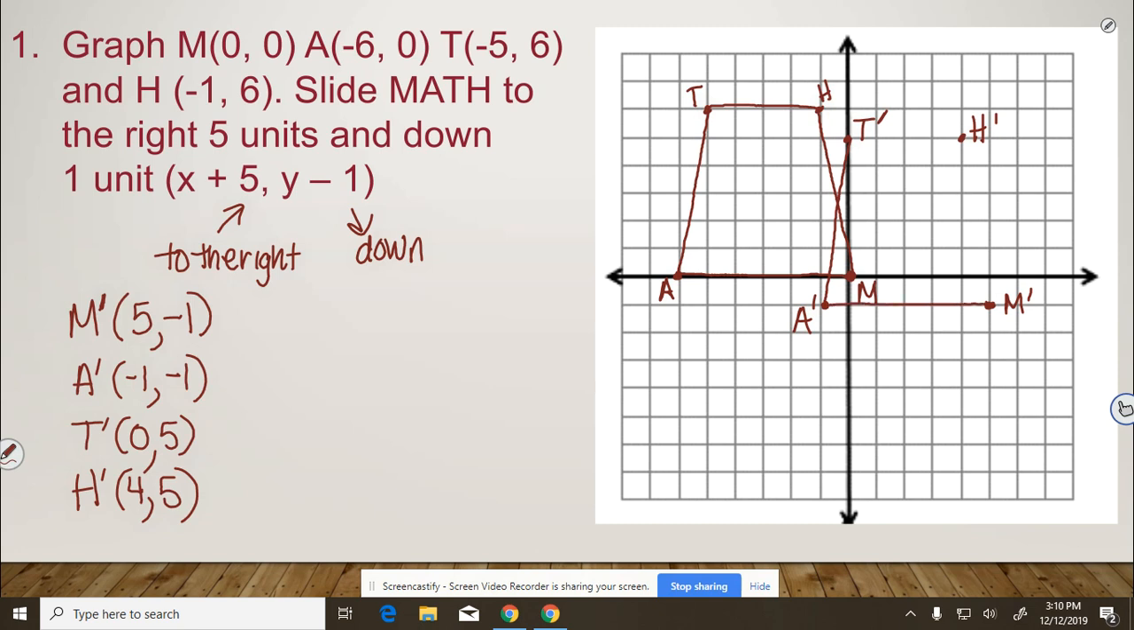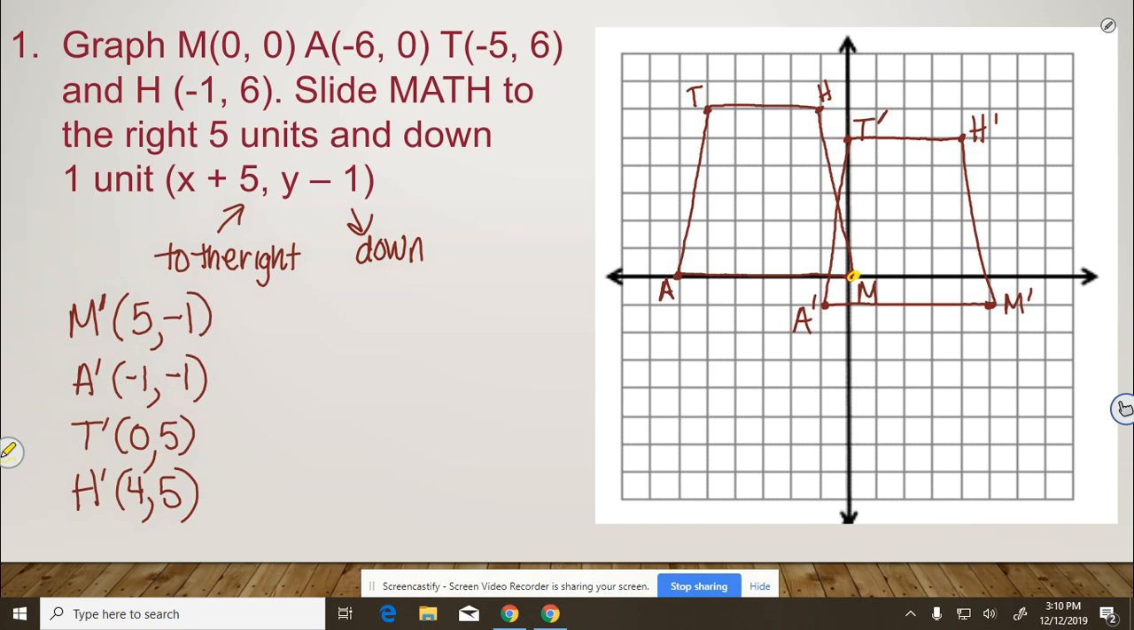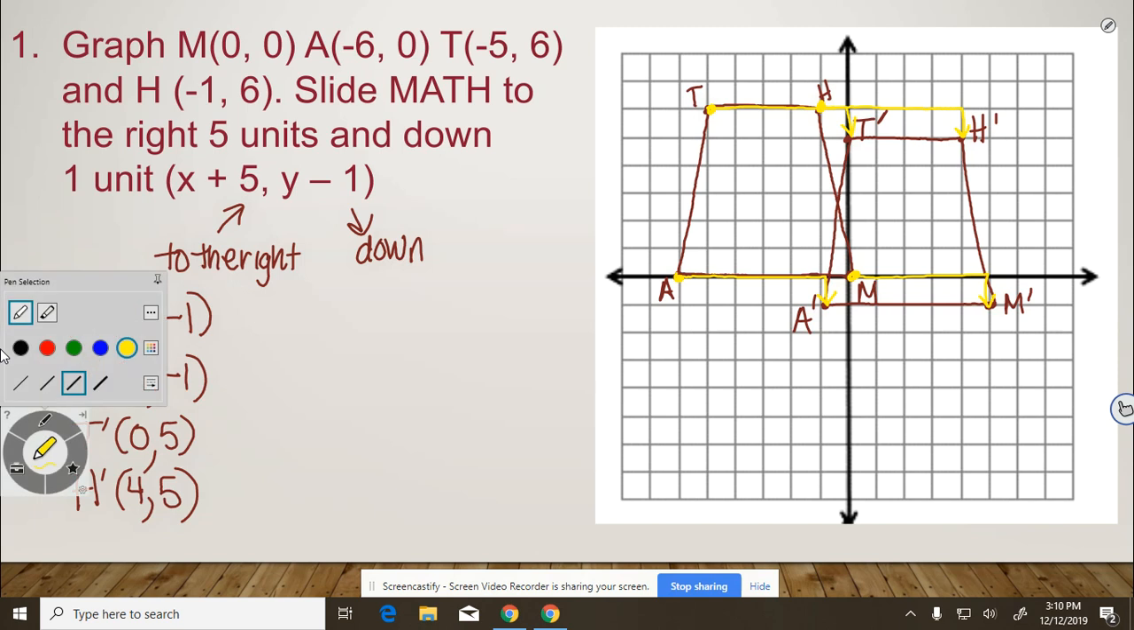We can see that it is exactly the same size and shape as the original MATH and that all points were just shifted over. So, for example, if you look closely, you can see that this M went right 5 and down 1. This A went right 5 and down 1. This T went right 5 and down 1. And this H went right 5 and down 1. Now, of course, you don't have to draw that in. I just wanted to point it out to you. So this whole thing was shifted or translated 5 right and 1 unit down. That's what we call a translation. All right, let's take a look at another example.